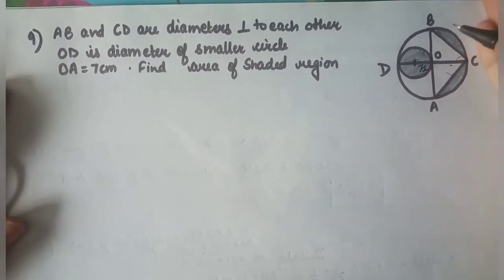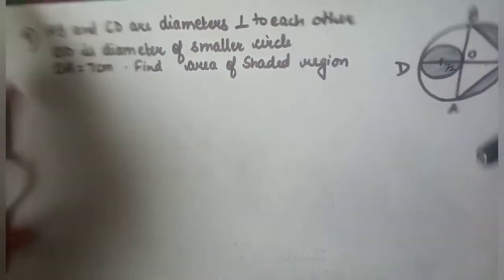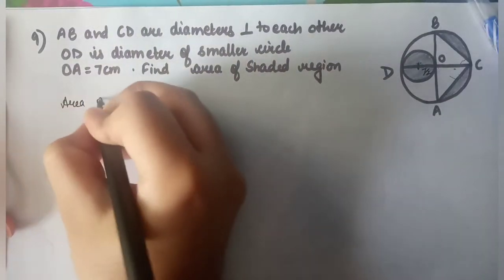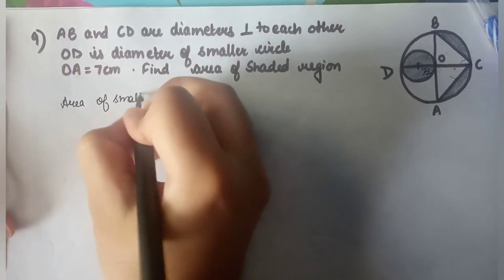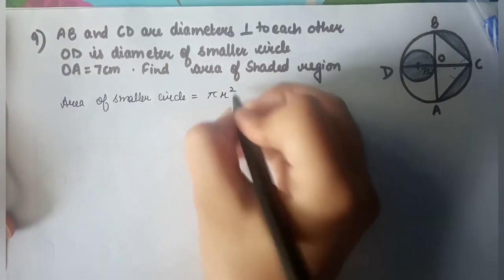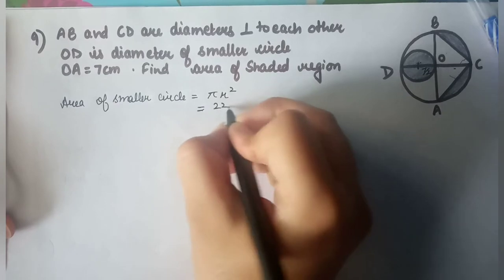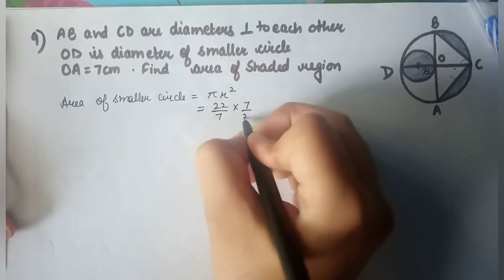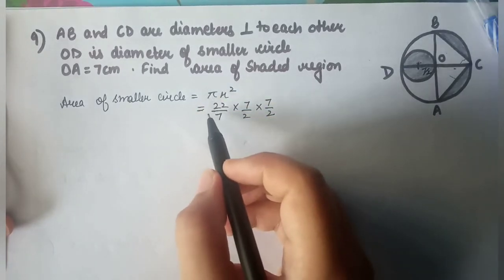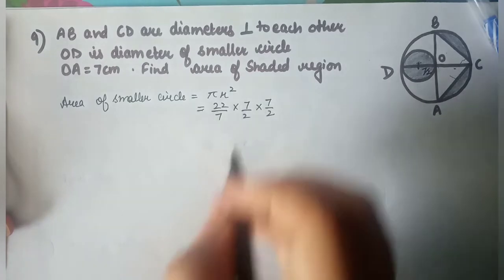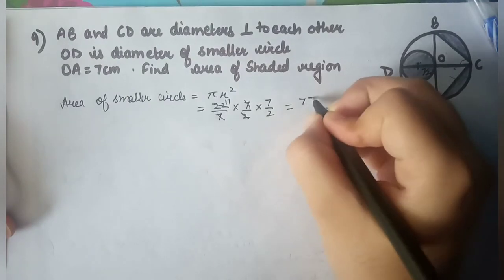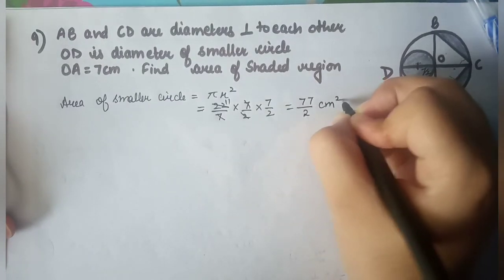Okay. Now first of all let us find out the area of the smaller circle. So area of the smaller circle is pi r square, where r is 7 by 2. So it is 22 by 7 into 7 by 2 into 7 by 2. Here we are taking the value of pi as 22 by 7 because we are able to cancel out some terms, that is why. So it will come out to be 77 upon 2 centimeter square.